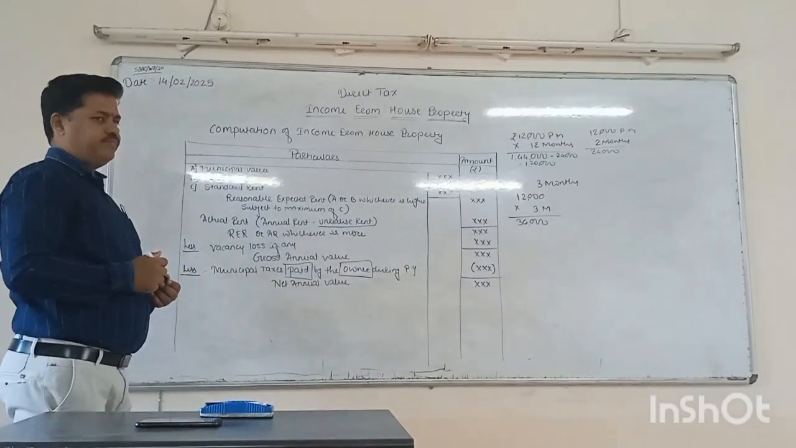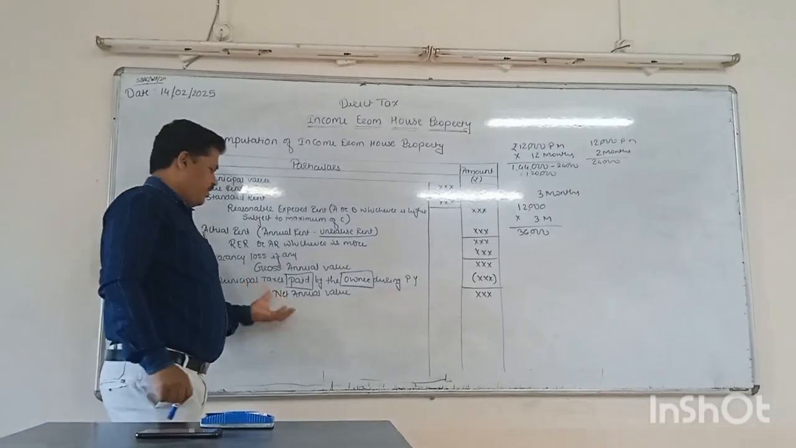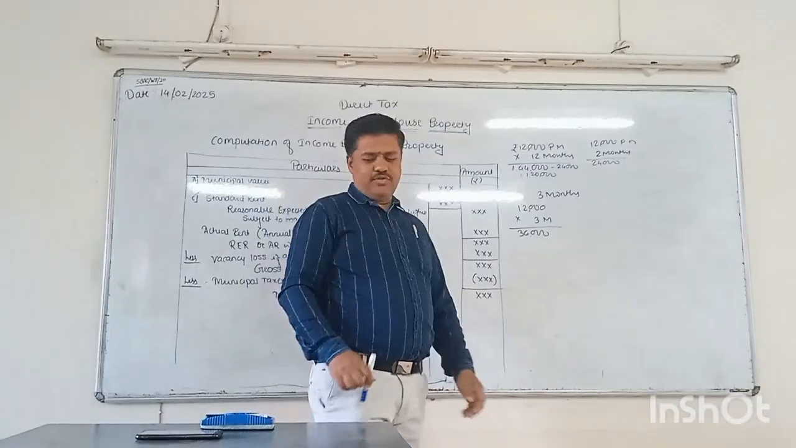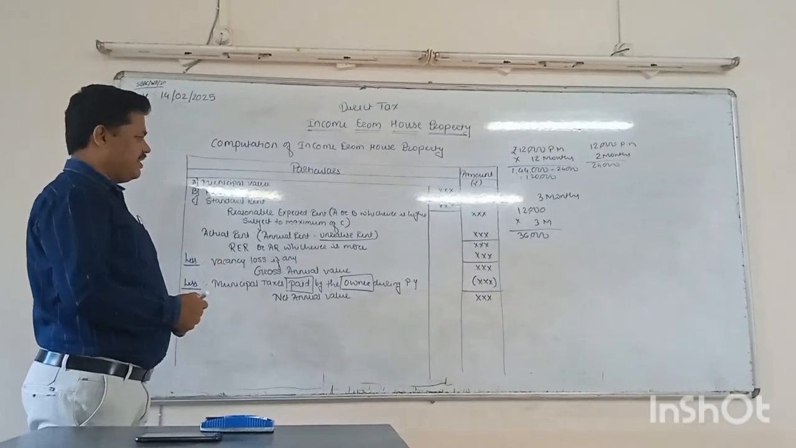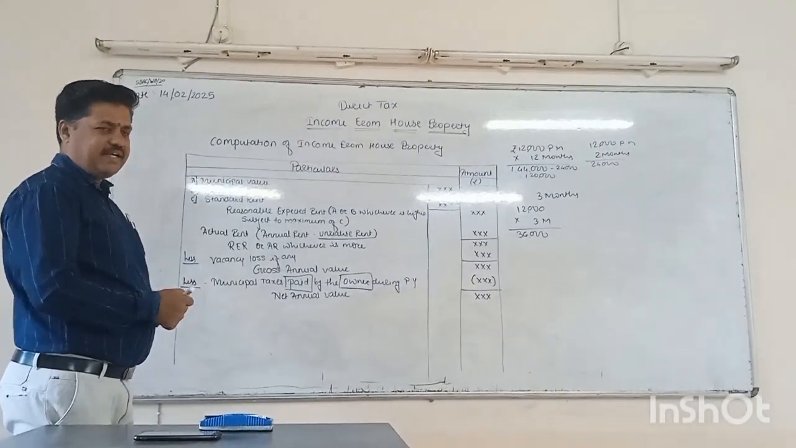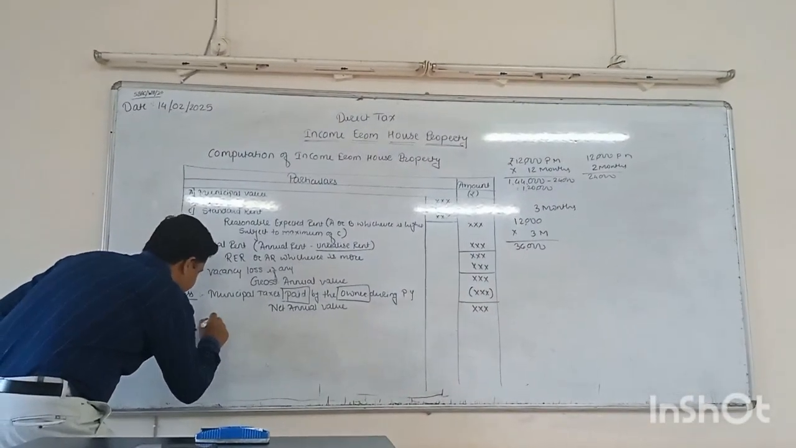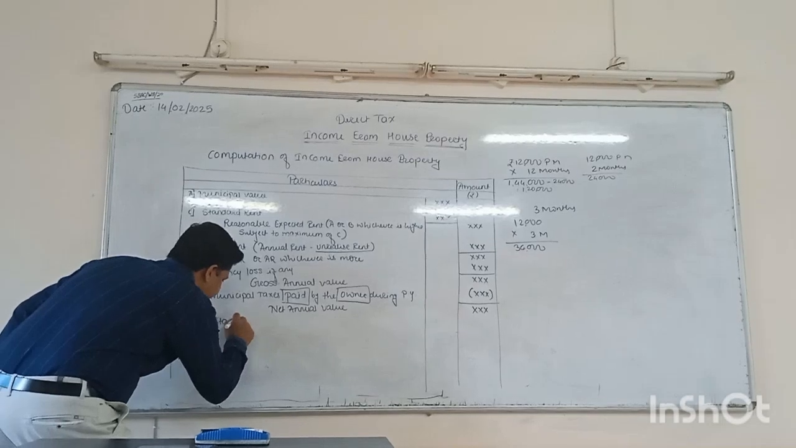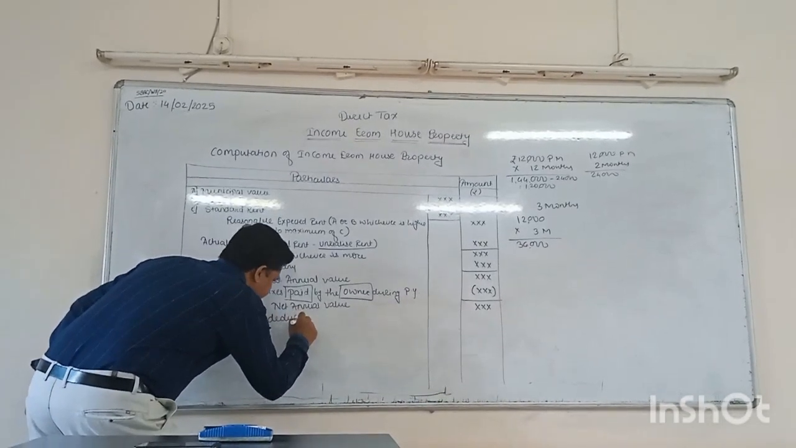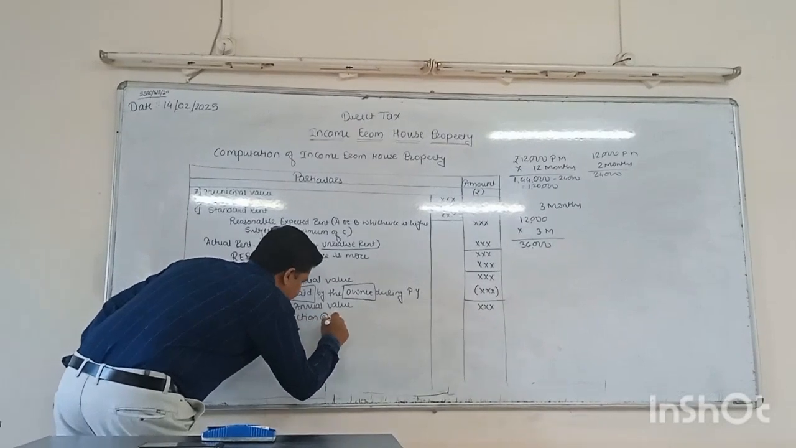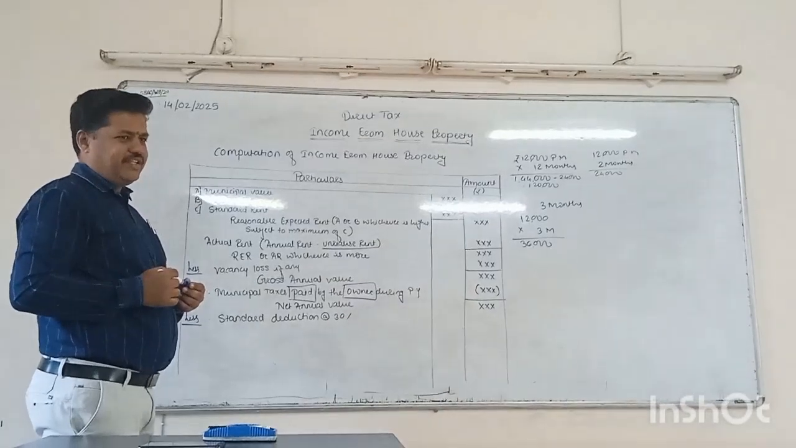Net annual value. Okay. And when we get net annual value, out of this net annual value, some deductions are given in the Income Tax Act. Less: standard deduction at the rate of 30%. Directly, standard deduction is given at the rate of 30%.